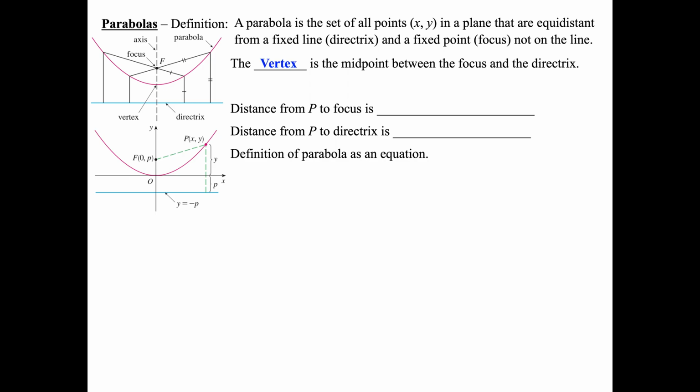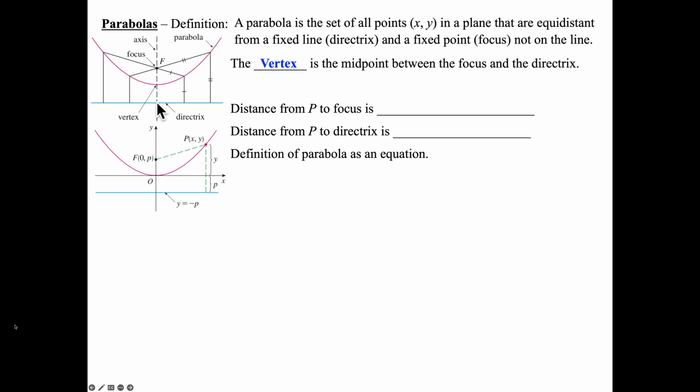The vertex is the midpoint between the focus and the directrix. So in this definition here, nothing was mentioned of the vertex as it was back in college algebra when we looked at things like y equals x squared. All right, so in my picture here, here's my vertex. Here's my directrix line. There's my focus. The vertex is halfway between the distance from the focus to the directrix.